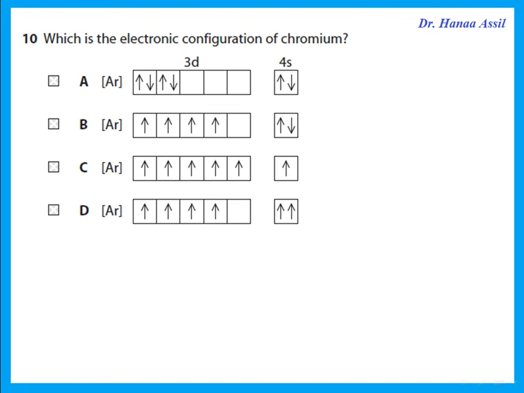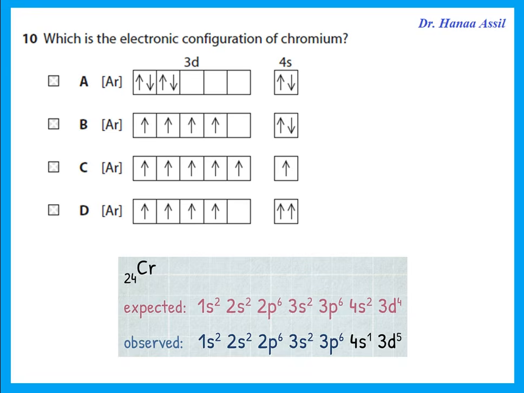Which is the electronic configuration of chromium? You should remember that chromium was an exception to our distribution because chromium has 24 electrons. Now, how are we going to distribute it? We should actually distribute it by putting 1s2, 2s2, 2p6, and then 3s2, 3p6, 4s2, 3d4.